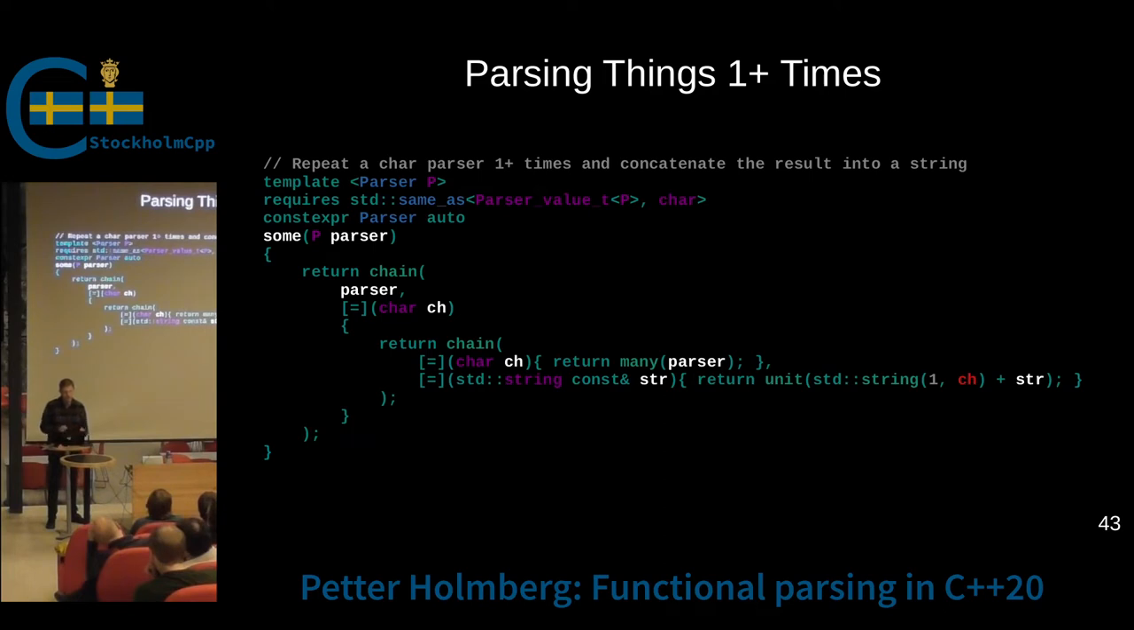Well, you just want to call that parser inside there. So let's just remove that first lambda and just keep the return value. And now it works, right? The character gets passed in. So you first parse with the parser, then you parse with the many parser, you have captured both things, and it works.